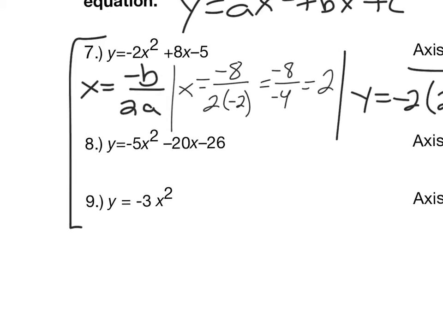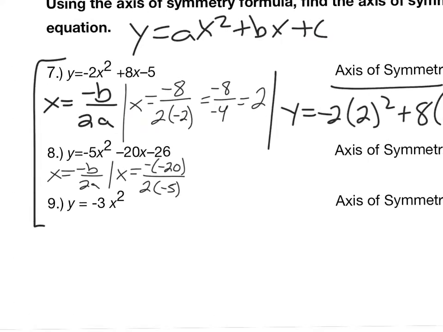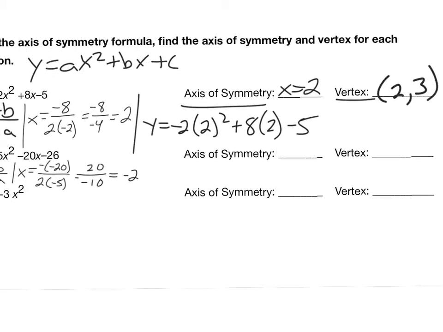Next, number 8. So again, this is in standard form, so we have to use this equation, negative b over 2a. Now, what number is in the b position? It's negative 20. So that's going to be x equals negative, and then your b, which is negative 20, which is going to turn that into a positive, over 2 times whatever number's in your a position, which in this case is negative 5. Negative 20 would be positive 20, and 2 times negative 5 is negative 10. 20 divided by negative 10 is negative 2. So your axis of symmetry is going to be x equals negative 2.